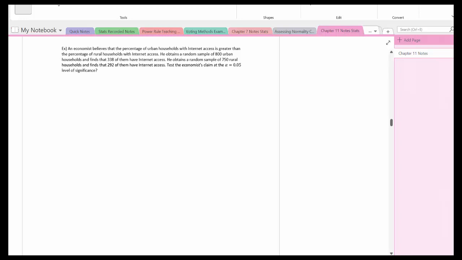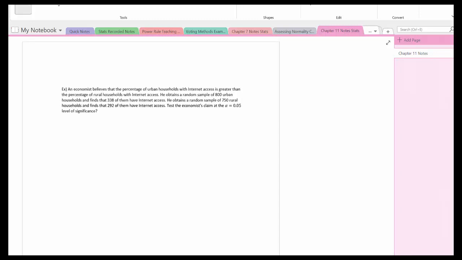Okay, let's take a look at an example then. An economist believes that the percentage of urban households with internet access is greater than the percentage of rural households with internet access. He obtains a random sample of 800 urban households and finds that 338 of them have internet access. He obtains a random sample of 750 rural households and finds that 292 of them have internet access. Test the economist's claim at the alpha equal to 0.05 level of significance.